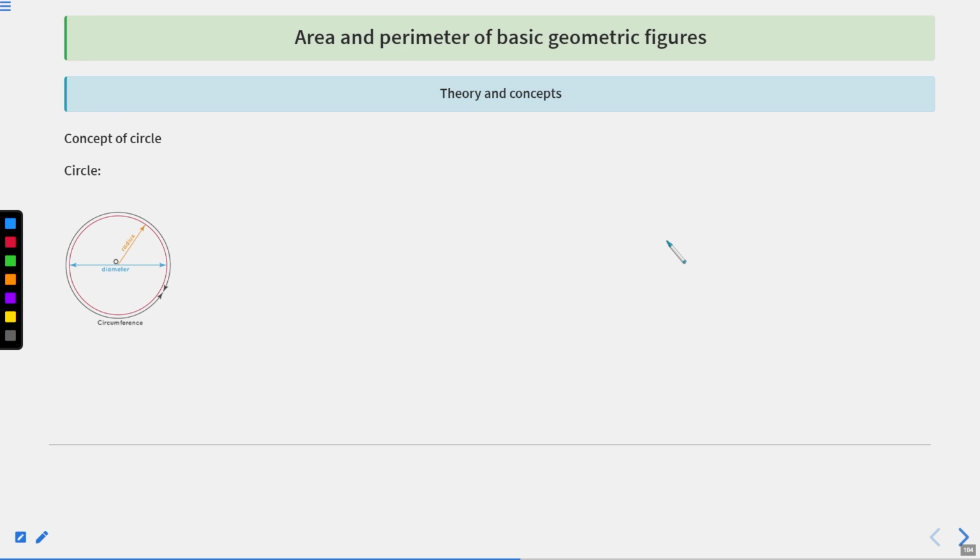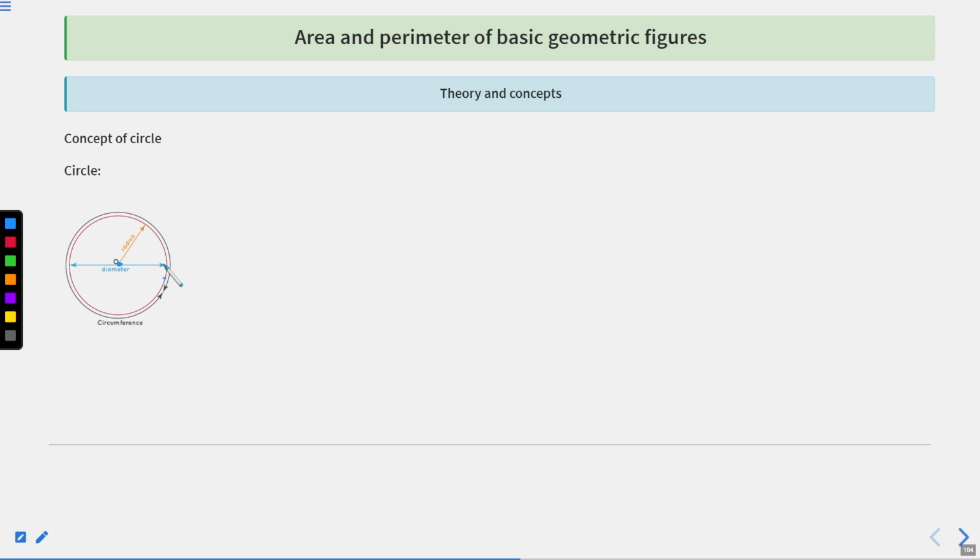So let us now move ahead to circles. A circle is a very interesting thing. This round figure that you are able to see on your screen is called a circle. In this circle, there is a center point. This is the center point, and this orange line represents the radius, and it is constant throughout the circle. From this point to any point on the circle, this length is always a radius.